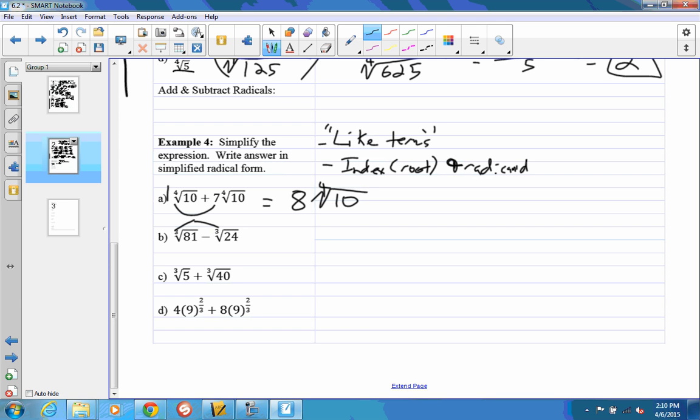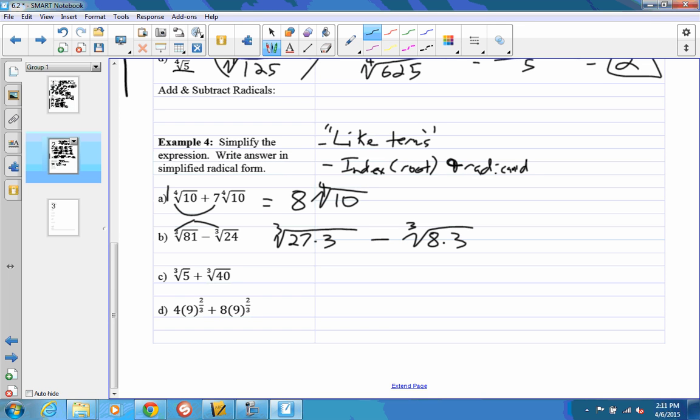Well, are either of these perfect cubes? No, they're not. Do either of them have common factors? Yes, they do. They both have a factor of 3. So what's 81 divided by 3? 27. What's 24 divided by 3? 8. So I'm going to break both of these down, guys. I've got a 27 times 3 and an 8 times 3.